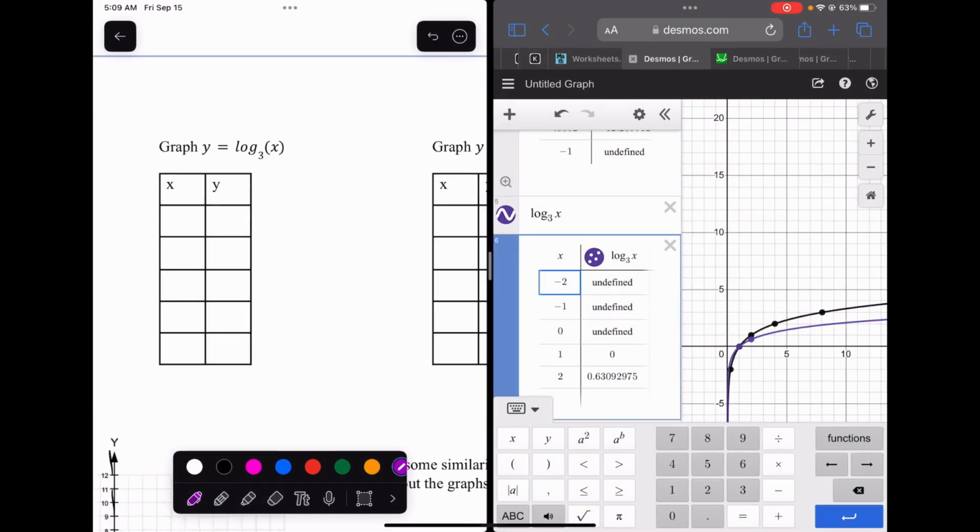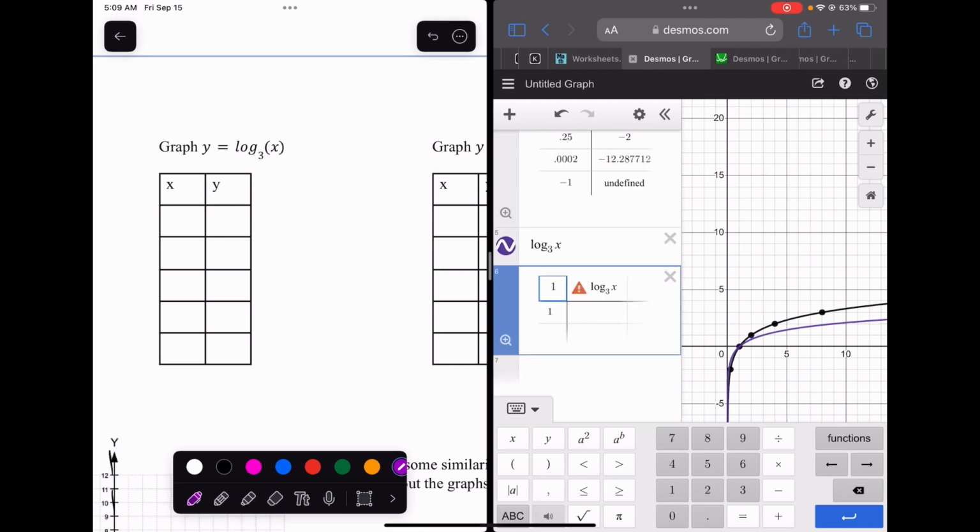So we're going to start by, let's see, we'll plug in. What the heck? All right, we're going to plug in 1. That's my alarm to wake up. It's 5:10 in the morning.